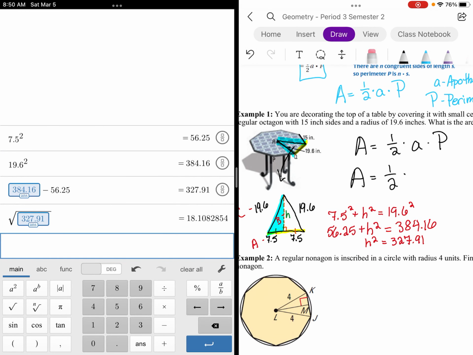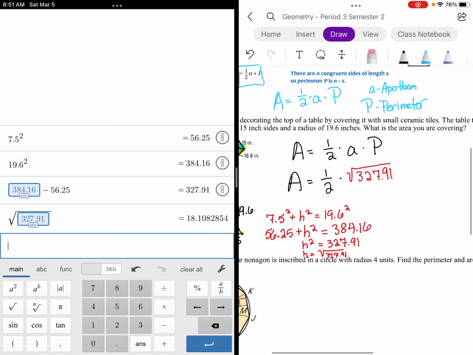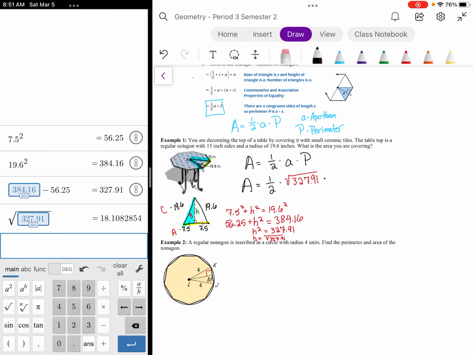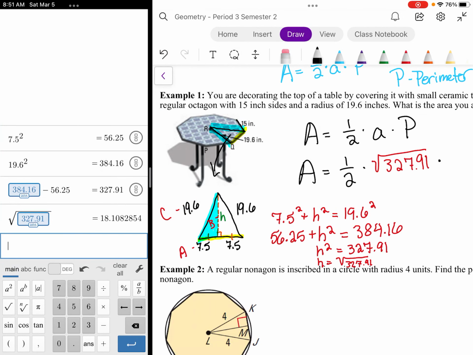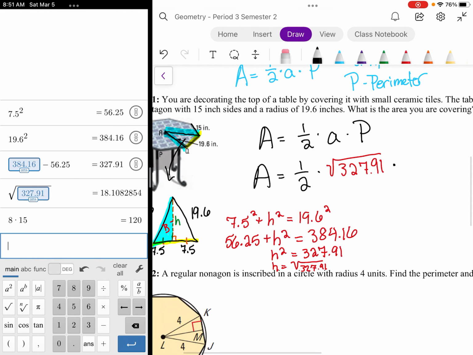So actually for this one, because we didn't get an exact answer, we're just going to leave the height as the square root of 327.91. And that is the length of the apothem. And we're just going to put that whole number in our area formula. And this way we're not rounding multiple times. So we're just going to plug that in there. And then we're going to multiply this by the perimeter. And we know that there are 8 sides to an octagon, and each side is 15 inches. So to find the perimeter, we're going to take 8 times 15, which is 120.